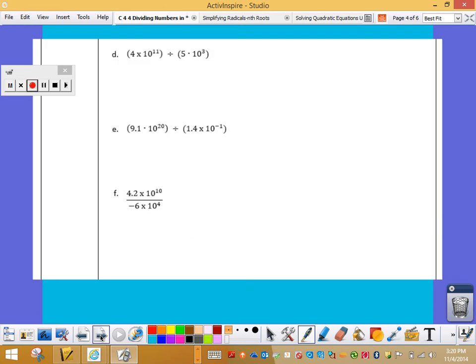So let's go ahead and look at D now. We're going to do this the same way. This one's set up the same way as your last one. So we will take our C values, that 4 and that 5. We'll divide 4 divided by 5. And then we're multiplying by our base 10s. So times 10 to the 11th. And then we also have to divide 10 to the 11th by 10 to the 3rd.